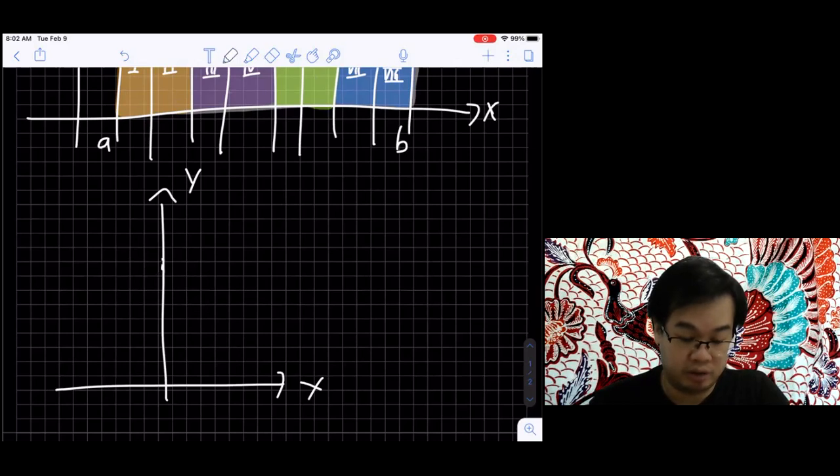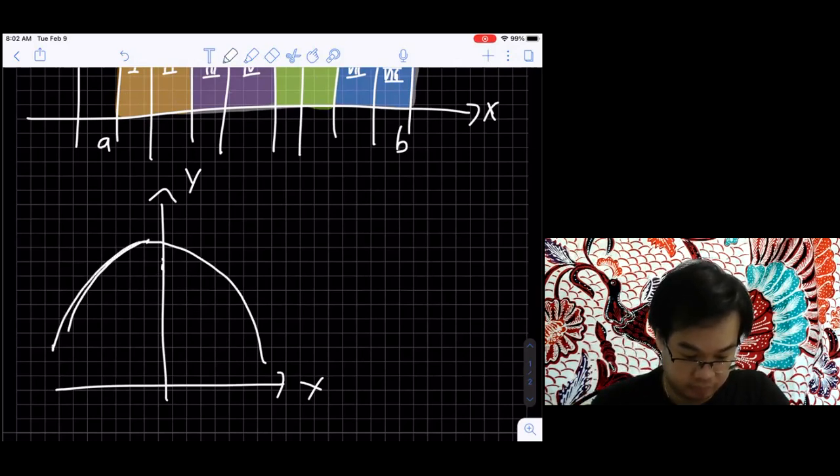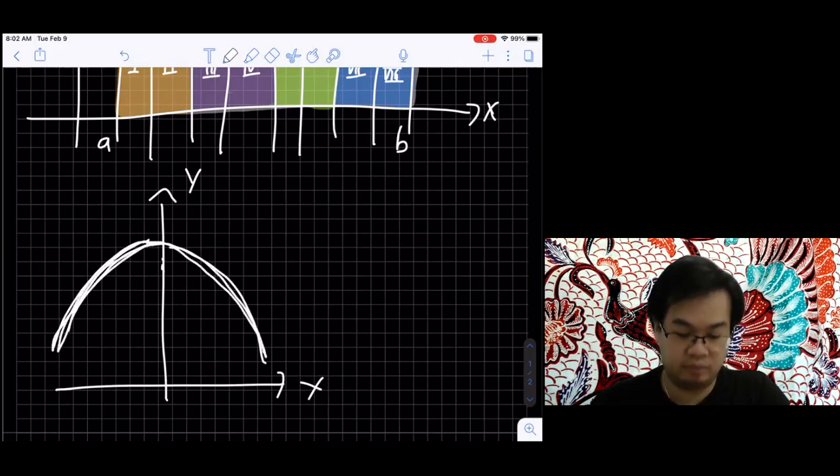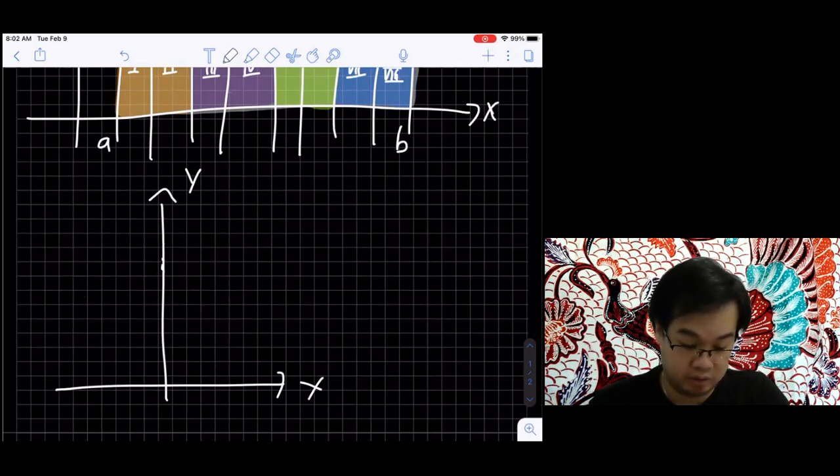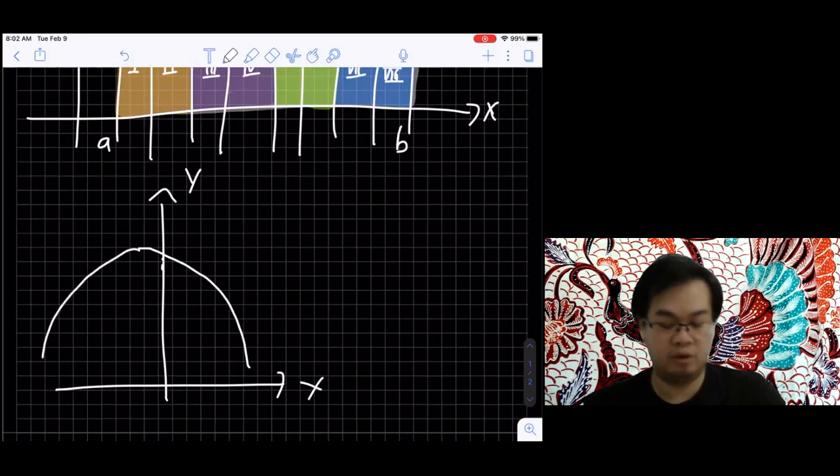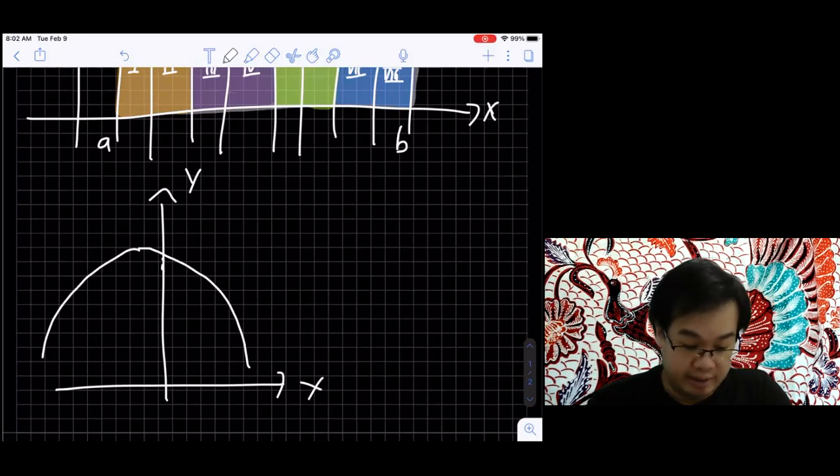Let's say I have a parabola like this. Okay, let's say that's the parabola. And let's say I want to take 4 and 4.